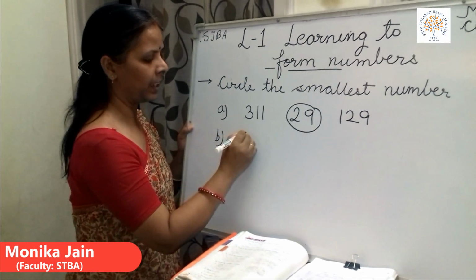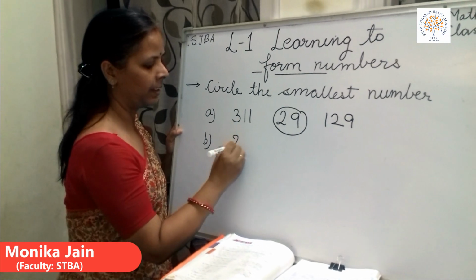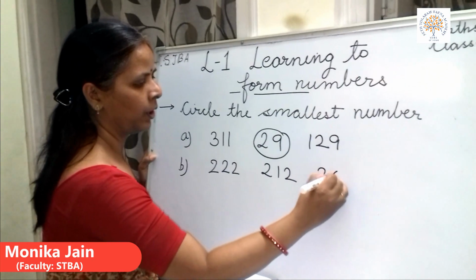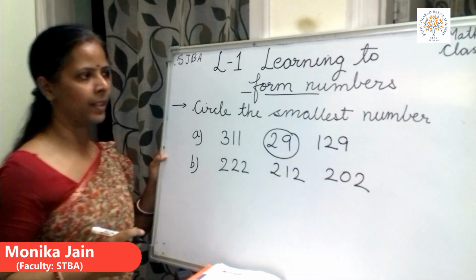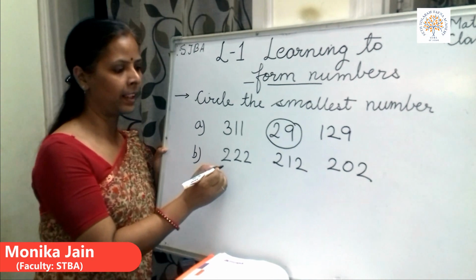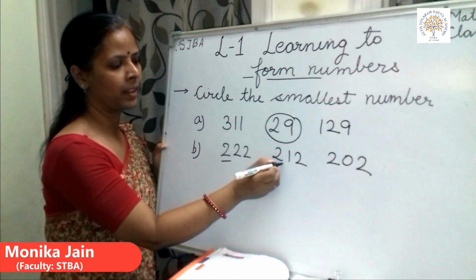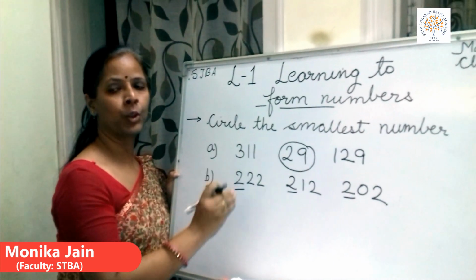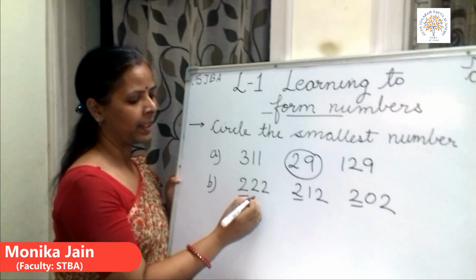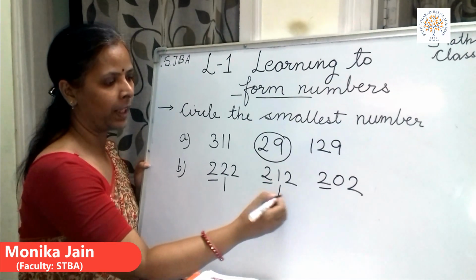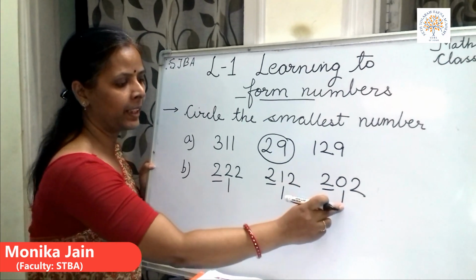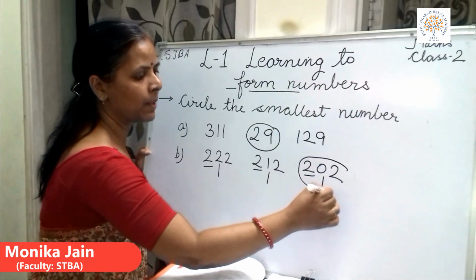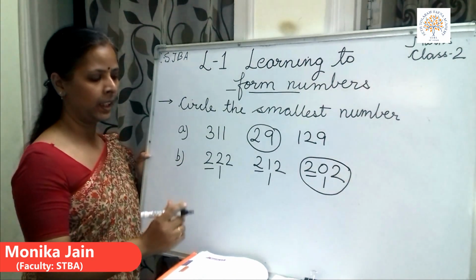The question arises when there are three numbers, all three-digit numbers. You have to circle the smallest number. Start comparing from the digit at the hundreds place. In all the three numbers, the digit is 2. When all the digits are the same, you have to switch to the next digit. The next digits are 2, 1, 0. Of these three digits, 0 is the smallest. So the number with 0 in the tens place is the smallest of all the three numbers.